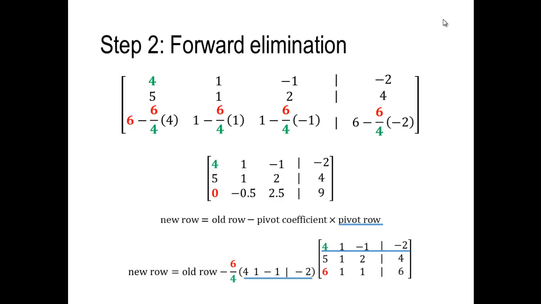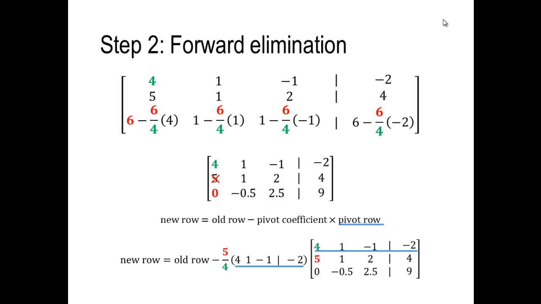We need to keep on working our way up in this column. Next, we need to eliminate the 5. So once again, we apply the same formula. The new row that we'll use to replace 5, 1, 2, 4 is equal to the values in the old row minus 5 over 4, our pivot coefficient, times the value in our pivot row, 4, 1, negative 2. How do we know our pivot coefficient is 5 over 4? Well, once again, it's the value you're trying to eliminate over the pivot value.